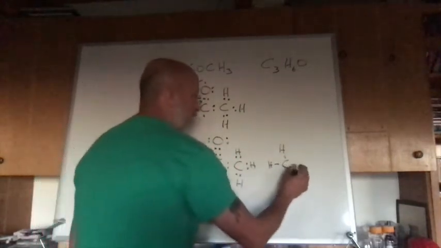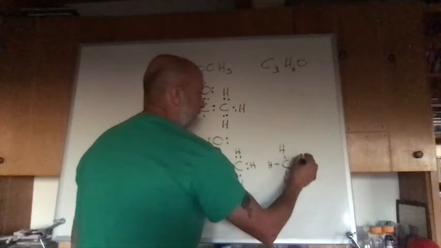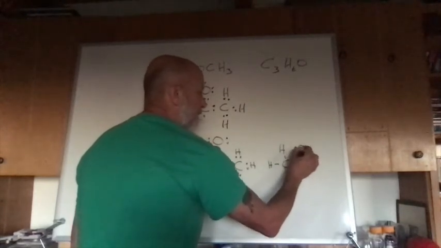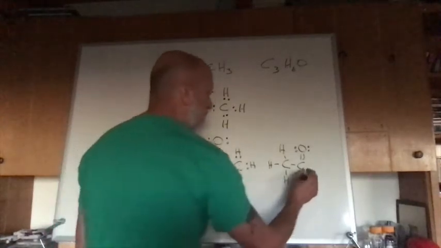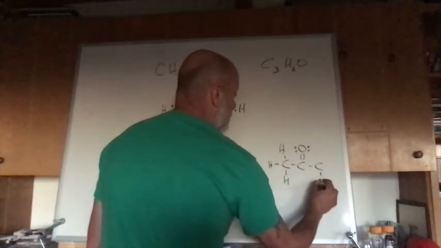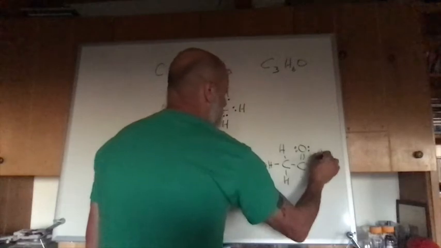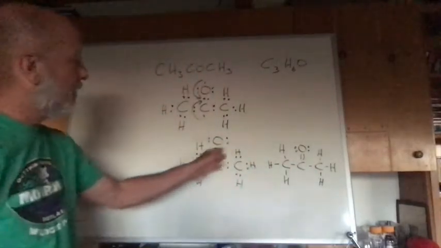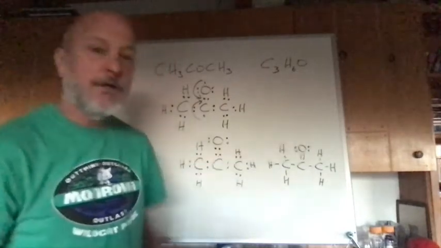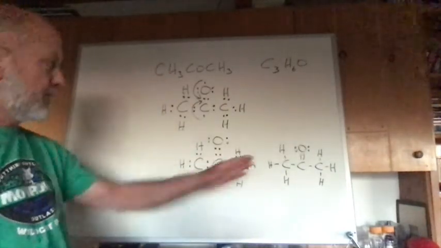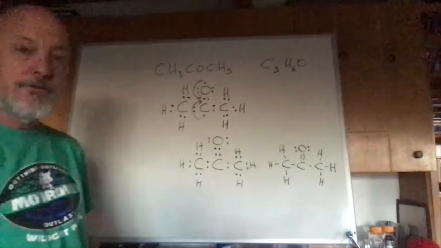So the carbon connected to 3 hydrogens, connected to that center carbon. Double bond up here to the oxygen. Don't forget the unshared pairs. Got to show the unshared pairs. And then it's connected to this carbon. So notice all of the valence electrons in this molecule are being shared except for those 2 unshared pairs on the oxygen. And that is the structure for acetone.